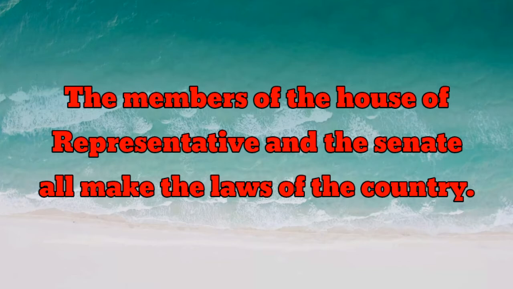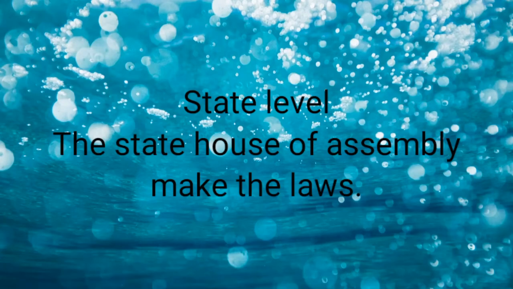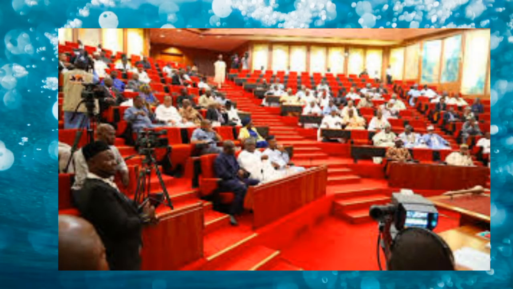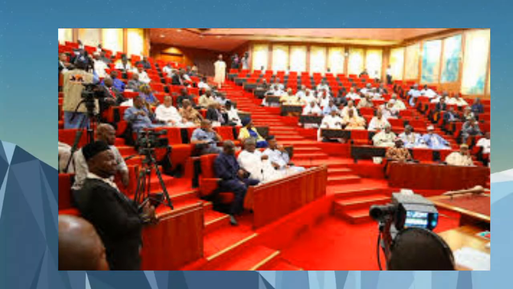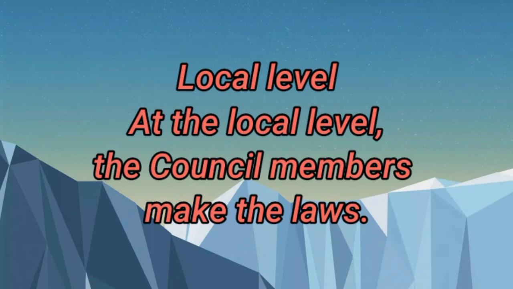Okay? Now, at the state level, there is a State House of Assembly. So at the federal level, the legislative is called the National Assembly, while at the state level it is called the State House of Assembly, while at the local level it is called the council members. So at the local level the council members make laws.